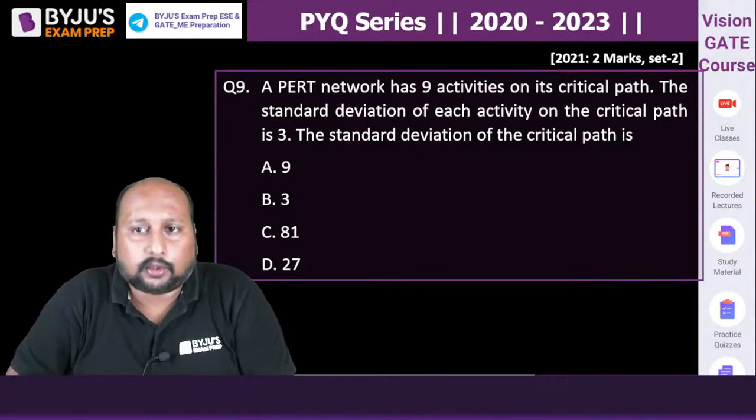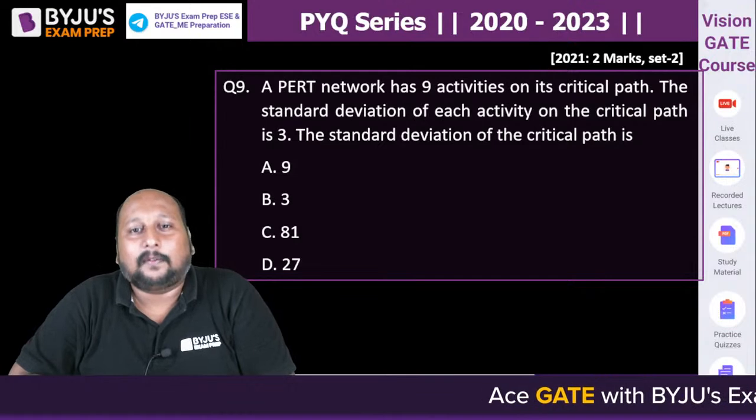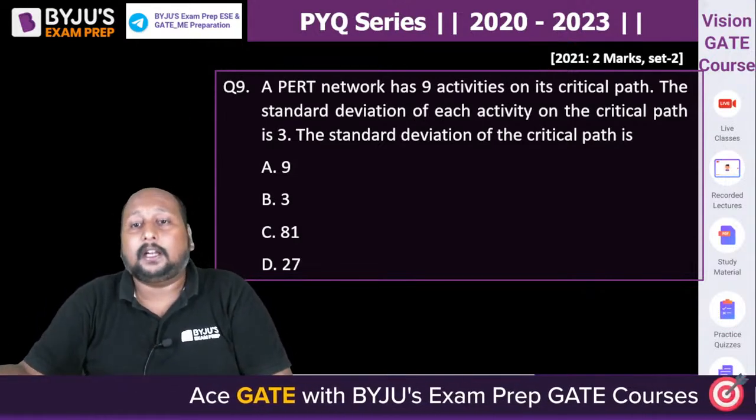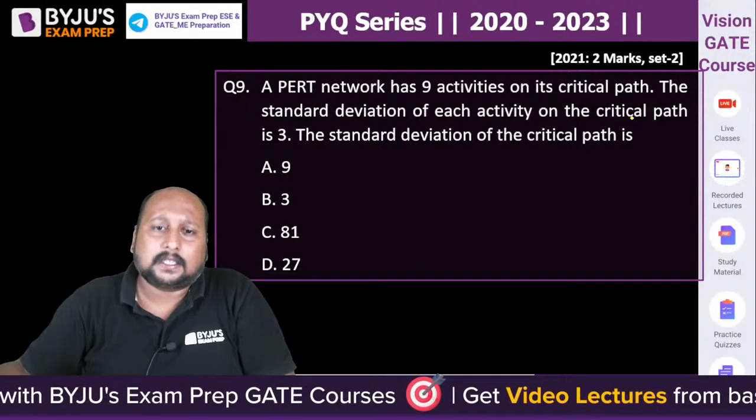Question number 8, 9th on the screen. A 2 marks question. I don't know why this is 2 marks, it is like a 1 mark question. A PERT network has 9 activities on its critical path. The standard deviation of each activity on the critical path is 3. What is the standard deviation of the critical path?